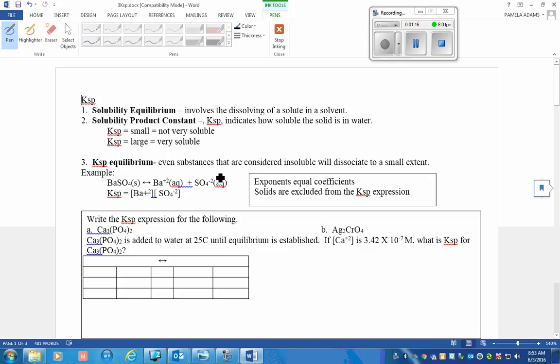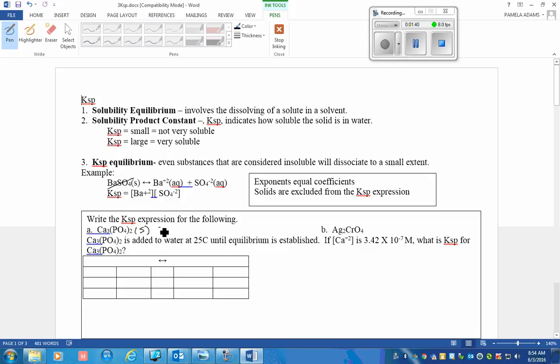The KSP expression that we use for this is based on the law of mass action, and you remember that the law of mass action excludes solids. So the KSP expression just has the aqueous portions of the equations. Let's write KSP expressions for the following.